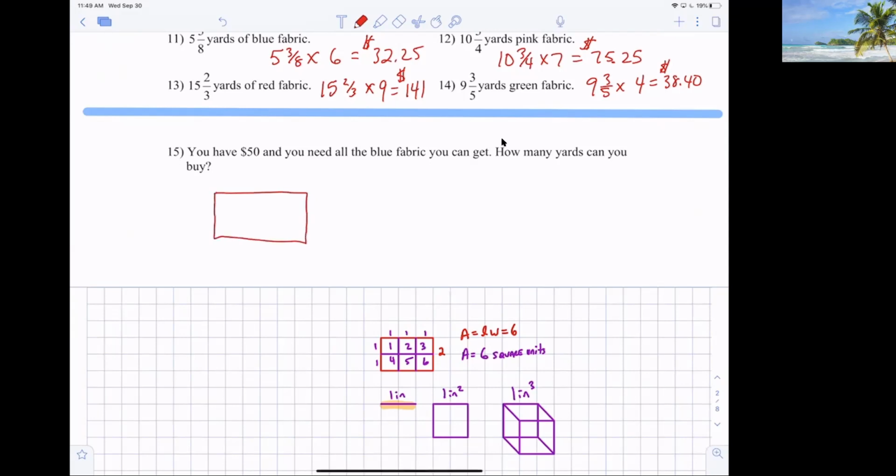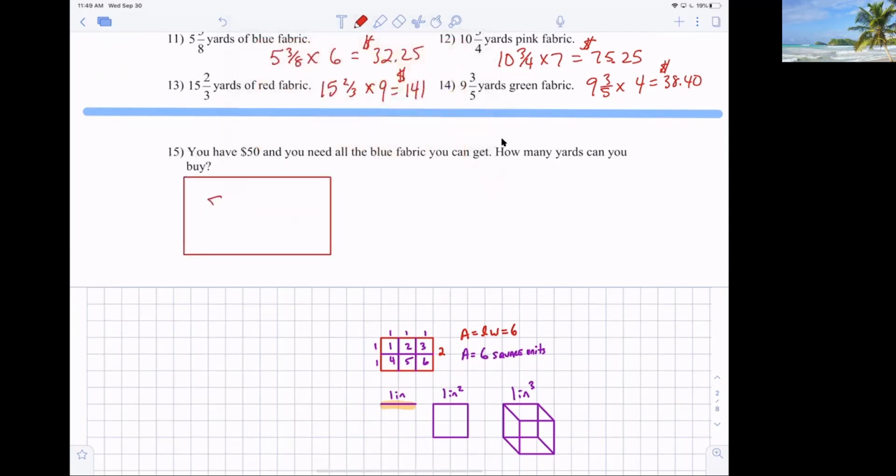That right there, well, that's not very good. All right, this right here is going to be my $50 bill that I'm walking in with. All right, so I have $50. Very good. Please watch. Now, I'm looking for how much fabric?